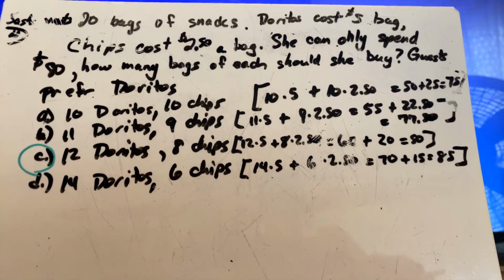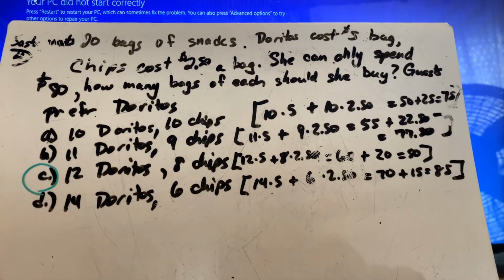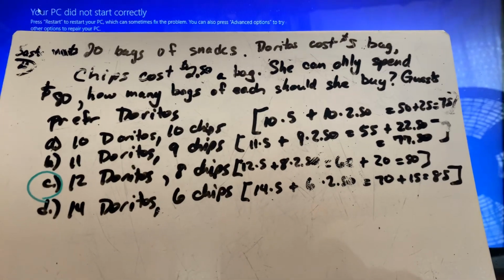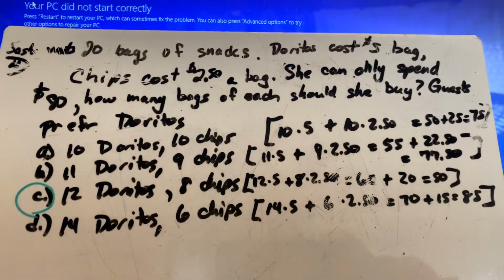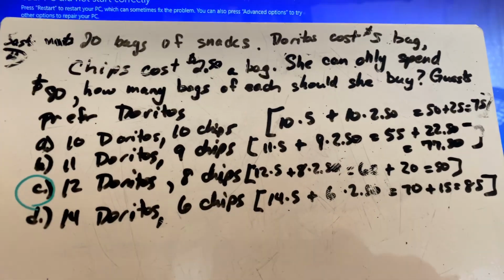This is problem number 4. Sasha wants 20 bags of snacks. Doritos cost $5 a bag. Chips cost $2.50 a bag. She only has $80 to spend. How many bags of each should she buy?